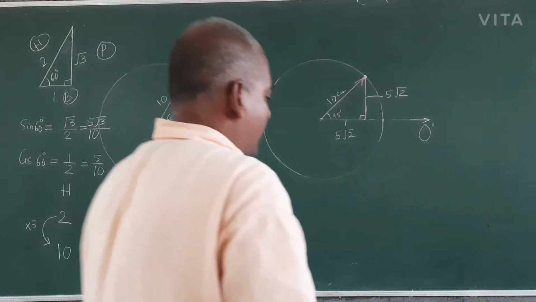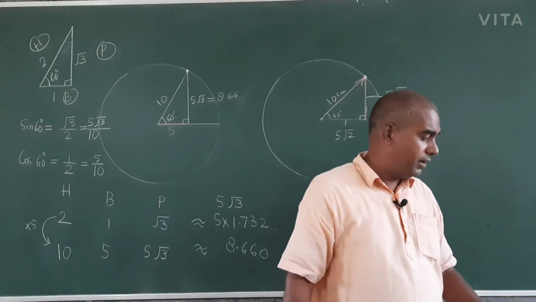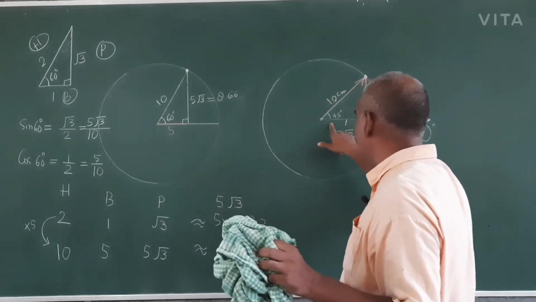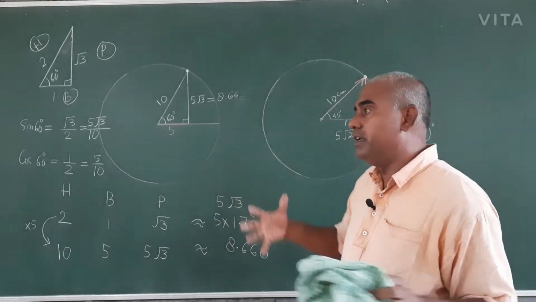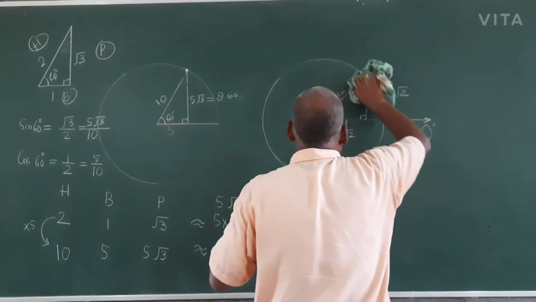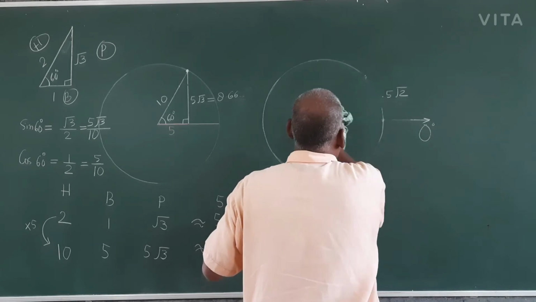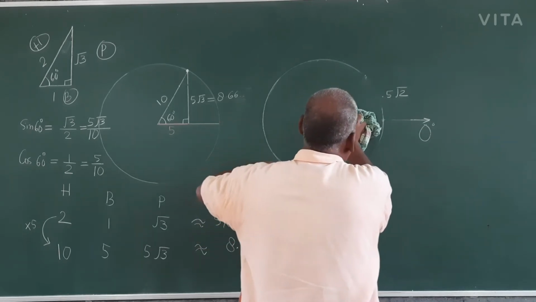Only one thing I would like to share in the same video. This was 60 degree, this was 45. What about this if the 30 degree is there? So I will use it for my 30 degree because 30 degree and 60 degree are very related.